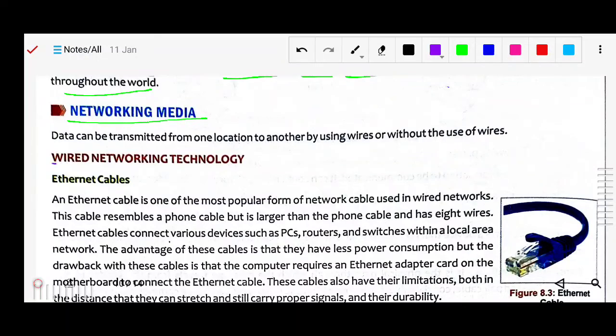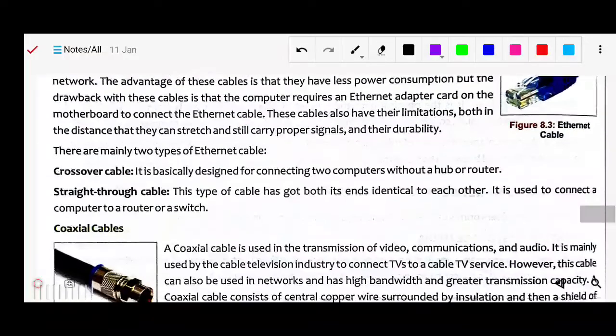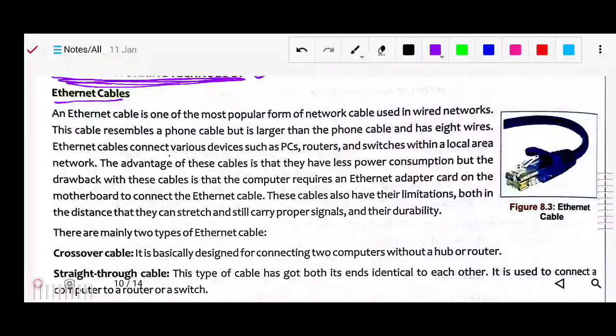So first of all, wired networking technology. Some computers are connected in the wired form. First is your Ethernet cables. What are Ethernet cables? Ethernet cable is one of the most popular forms of network cable used in wired networks. While you are connecting two computers through a wire, this is one of the very popular ones. This cable resembles a phone cable. If you have seen a landline phone, it's like that, but it's larger than the phone cable and has 8 wires.